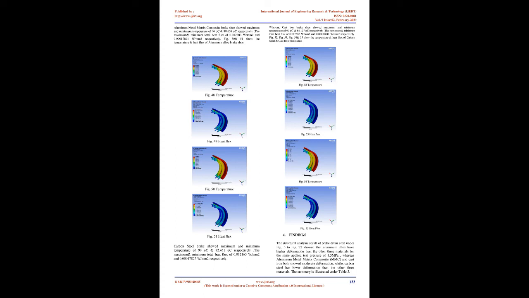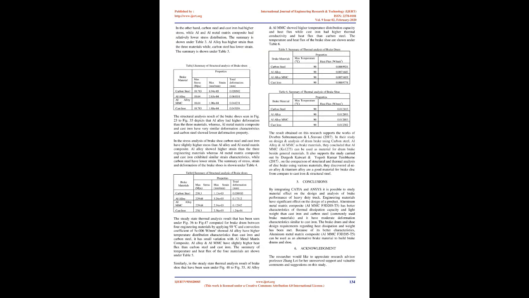Thermal analysis of brake shoe. Aluminum alloy brake shoe has showed maximum and minimum temperature of 90 °C and 88.115 °C respectively. The maximum and minimum total heat flux of 0.012893 W/mm² and 0.00017892 W/mm² respectively. Fig 48 and 49 show the temperature and heat flux of aluminum alloy brake shoe.